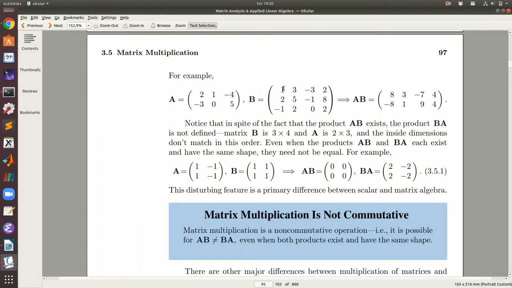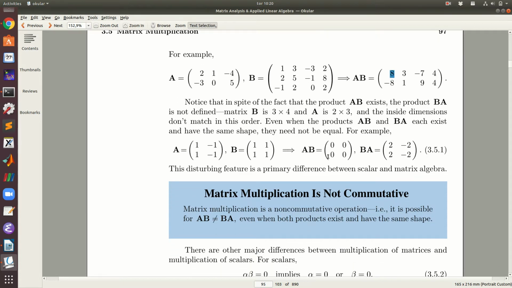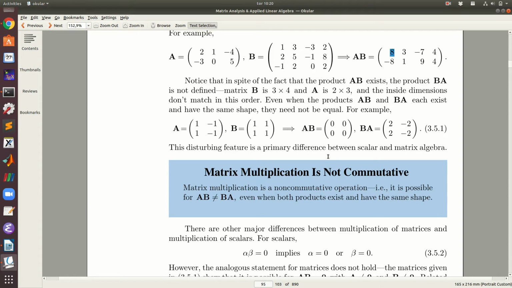So we know 2 times 1, that is 2, plus 2, that is 4, and then the -4 times -1 is +4, and then 4 plus 4 is 8. So that is it, and so on. I'm sure you can go through that, just follow the same ideas.